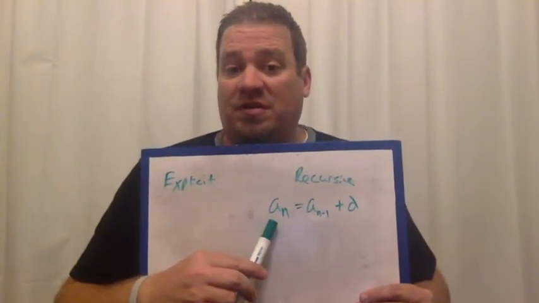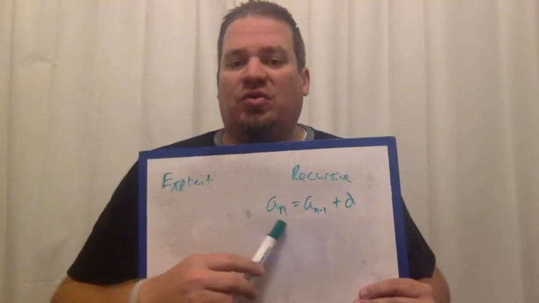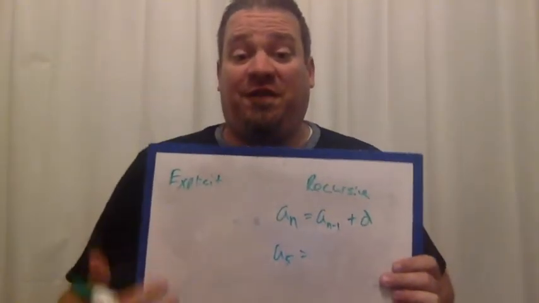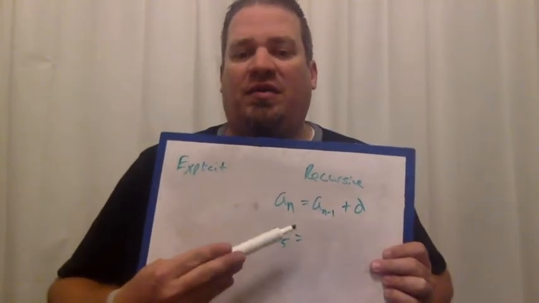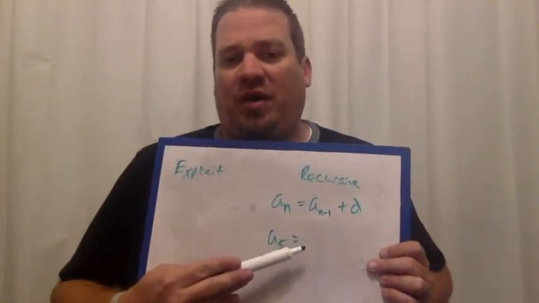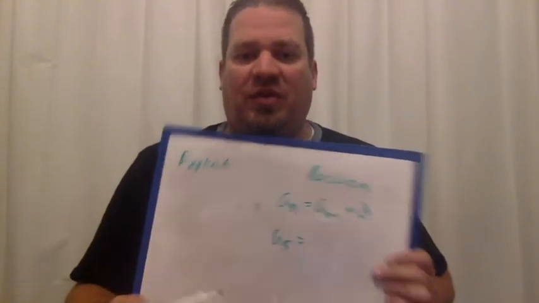in a sequence, I go to this, that would be, let's say, a sub 5. So if I'm looking for the fifth number in a sequence, I would write a sub 5. Well, then I write, okay, what's 5 minus 1? Obviously, 5 minus 1 is 4, so the recursive rule for the fifth term in an algebraic sequence would be a sub 4 plus the common difference.